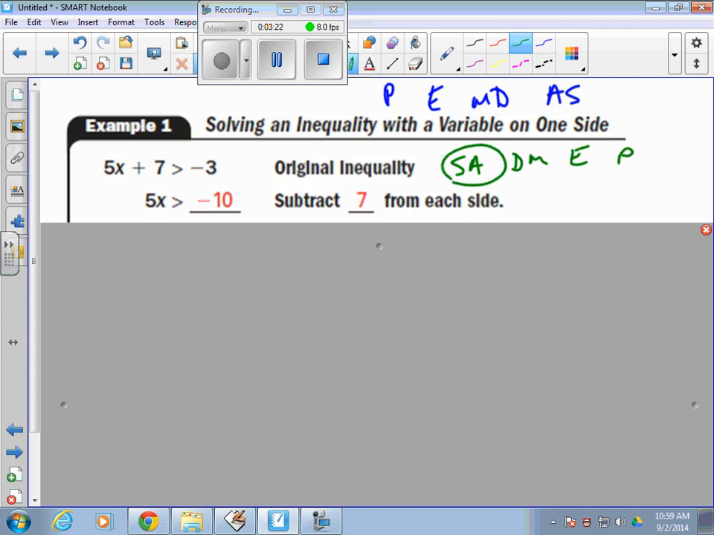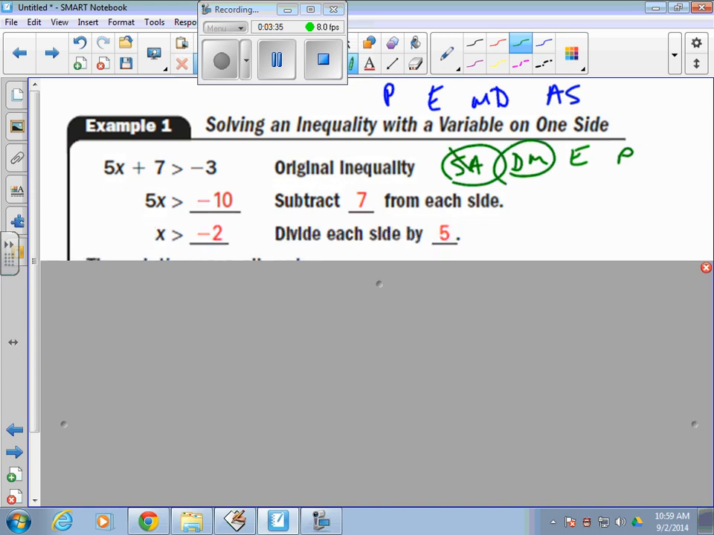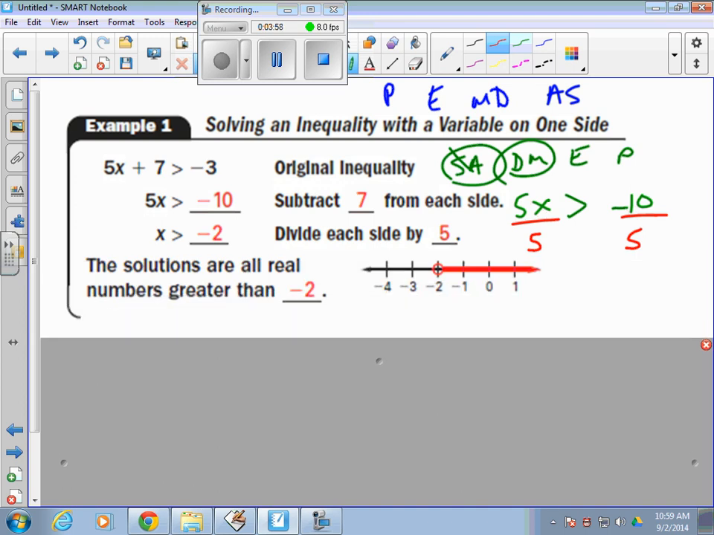So you look for any subtraction and addition first. It says plus 7, so you undo plus 7 by subtracting it on both sides. -3 minus 7 gives you -10. Then you go to the next step, division and multiplication. Get rid of 5 times something by dividing by 5 on both sides. You divided by a positive 5. The fact that it said -10 being divided by positive 5 doesn't matter. It's what you divide by: 5 here. It's positive. Notice we do not reverse the symbol in this case, to get x is greater than -2.